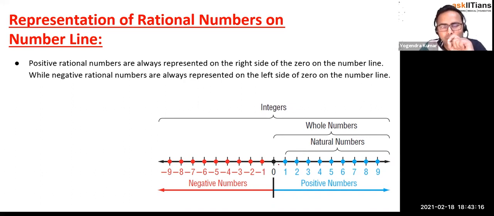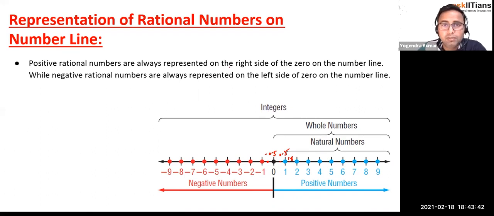0.5 is not a whole number. 0 is a whole number: 0, 1, 2, 3, 4 are whole numbers. Integers are negative numbers and positive numbers, but again we are not including fractionals. But fractionals are also there: minus 0.5 is there, plus 0.5 is there, 1.1 is there, 1.5 is there.